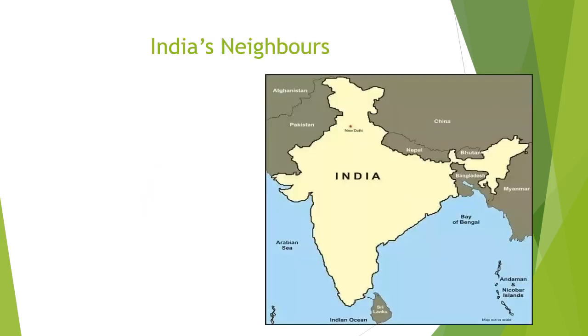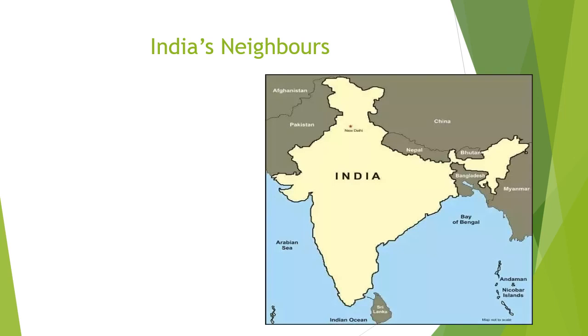Let us begin discussing the first topic of this video, that is India's neighbor. Children, as you can see on the picture, India shares its land boundary with many of the neighboring countries. But before understanding this topic in detail, we should understand a basic concept that India lies in the continent of Asia. And as I explained in my previous video, the position of India in the continent is at the southern side. That is why India is called a South Asian country.